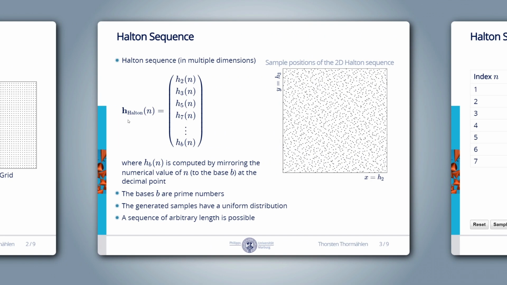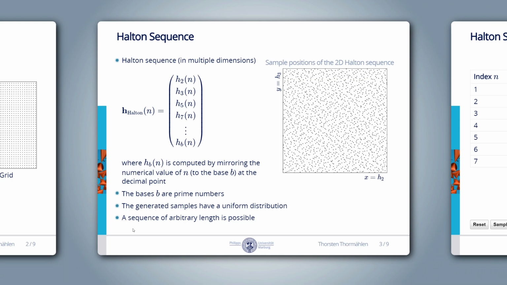The Halton sequence is a function of an input index n and can produce an output vector in multiple dimensions. For each dimension, we evaluate the function h_b of n, where h_b of n is computed by mirroring the numerical value of n to the base b at the decimal point. In the following slides, we will look at some examples. Each dimension uses a different base, and these bases are prime numbers. For example, 2, 3, 5, 7, 11, 13, 17, 19, and so on. The generated samples have a uniform distribution.